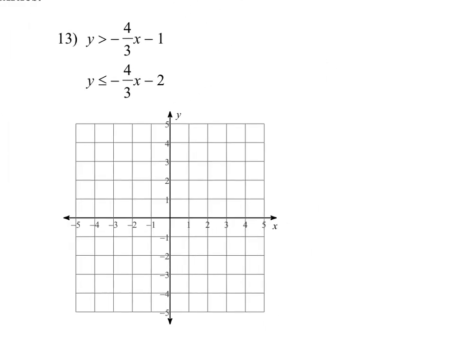So here we are graphing. For our first equation, what is our y-intercept? Negative 1. So we put a dot at negative 1. What's our slope? Negative 4 over 3. So we have our rise and our run. If our rise is negative, are we going up or down? So we go down 4 and to the right 3.